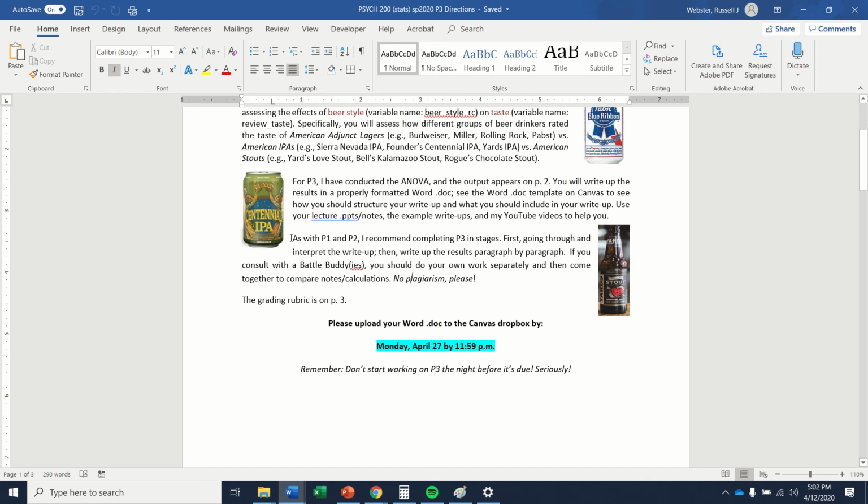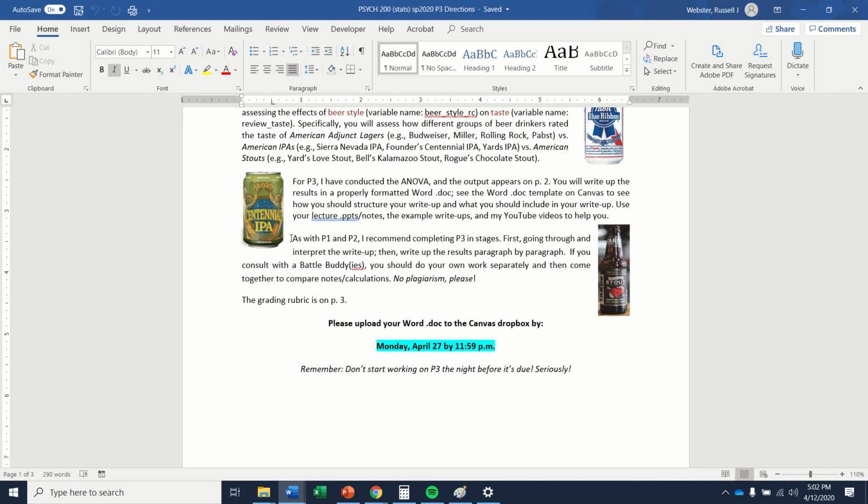And as with Practical 1 and Practical 2, I recommend completing Practical 3 in stages, right? Maybe not try to do it all in one sitting. Maybe first go through and interpret the write-up, get a sense of what's going on, maybe calculate your D values, and maybe compare your interpretation, your D values with your battle buddies, right? And then write up the results paragraph by paragraph, right?